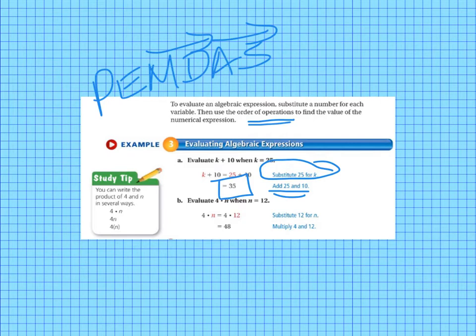Letter B, we're going to evaluate 4 times n when n equals 12. So we're going to substitute 12 for n. So 4 times 12, we rewrite it. So it used to look like 4 times n, now it looks like 4 times 12. And 4 times 12, we multiply it, and that equals 48.